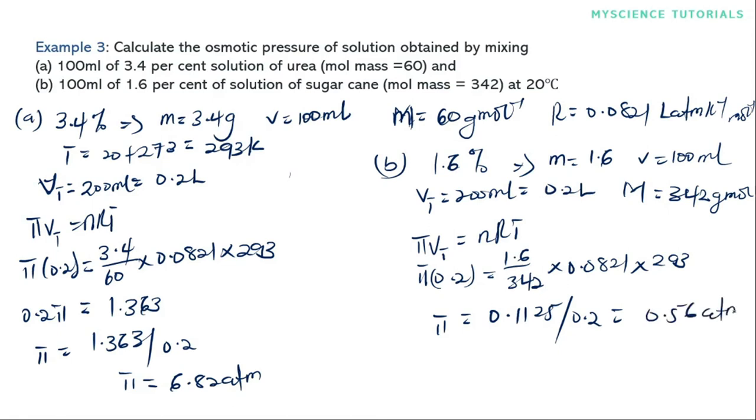0.568 atm. Now remember, the main question is saying we have to calculate the osmotic pressure of the solution obtained by mixing. So since we mixed the two solutions and the individual osmotic pressures are this and this respectively, it means the total osmotic pressure, total pi, is equal to 6.82 plus 0.56, and this is equal to 7.38 atm, or atmospheres. So this brings us to the end of how to calculate questions on osmotic pressure.